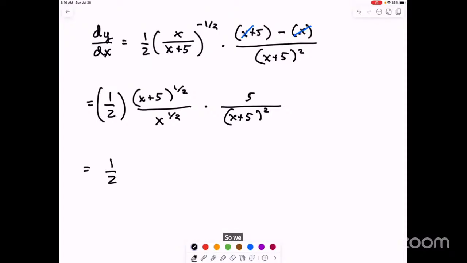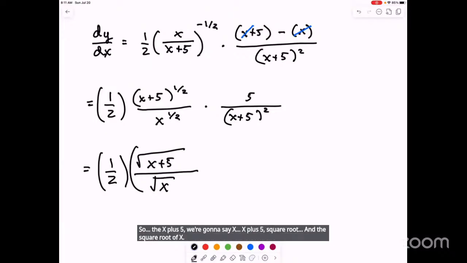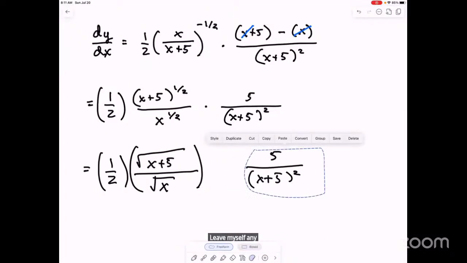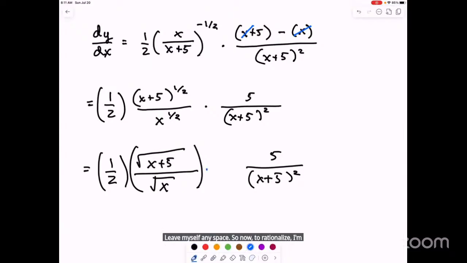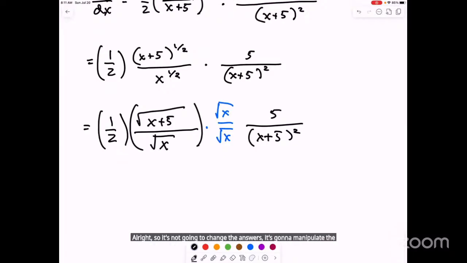So we got the 1/2. So the x plus 5, let me see, x plus 5 square root and the square root of x. And then this guy I'm just going to leave it, x plus 5 squared. Okay. Didn't leave myself any space. So now to rationalize, I'm going to multiply by 1 in the form of square root of x over square root of x. All right, so it's not going to change the answer, it's just going to manipulate the form.